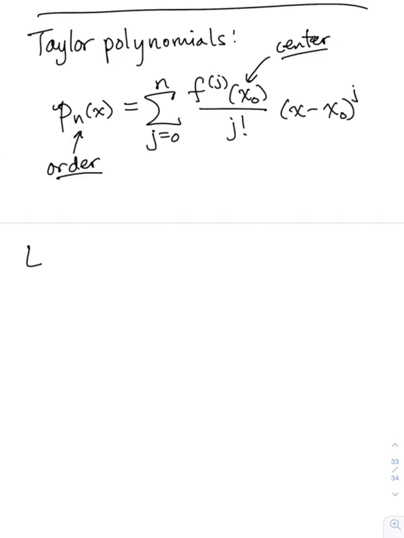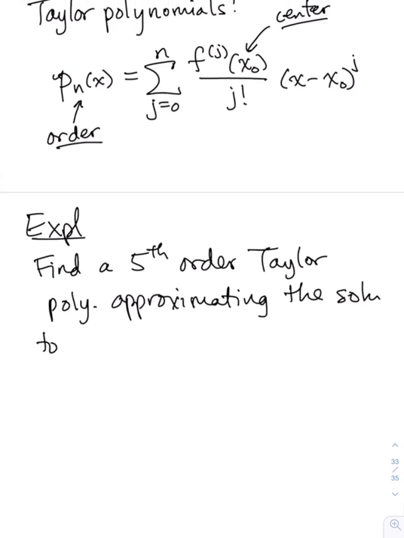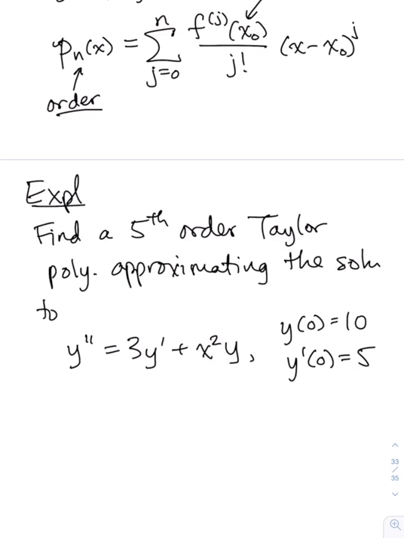All right, so let's do an example of using this in connection with the differential equation. In this example, we want to find a fifth order Taylor polynomial approximating the solution to the following initial value problem. y double prime equals 3y prime plus x squared y, with y of 0 equals 10 and y prime of 0 equals 5. So we know this has a unique solution, and we want to approximate that solution, not find the solution itself, but find an approximate solution in the form of a fifth order Taylor polynomial.